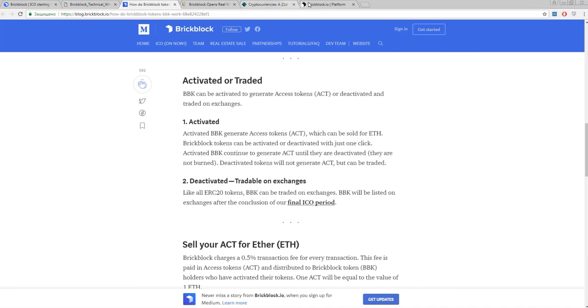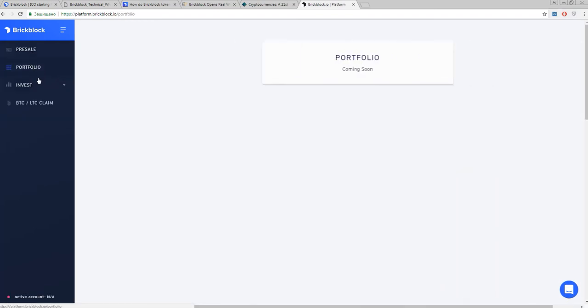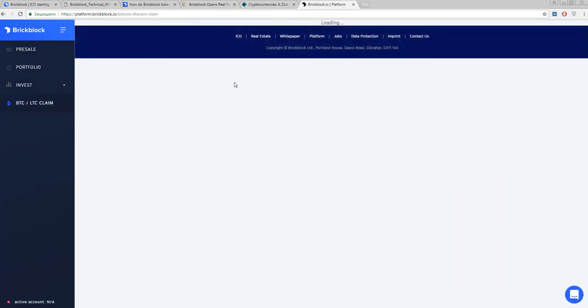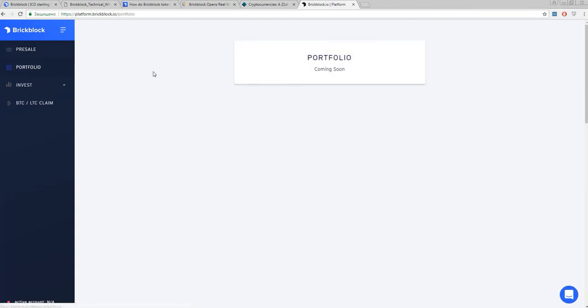Watch the dashboard by this company. Here is the dashboard of BrickBlock. Now it's still in progress, but we can conclude that the platform is really intuitive and you can do almost everything here. And of course it will be easy to understand. So that is it. Let's go on.